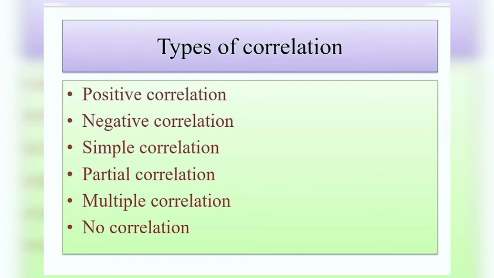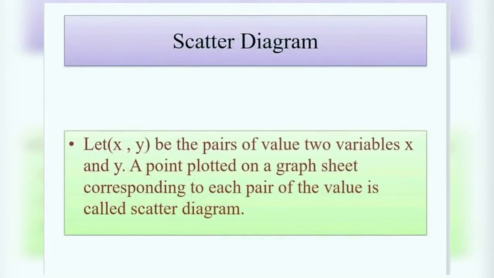The next one is no correlation. In no correlation, there is no relationship between the variables, that is called no correlation. The next one is the scatter diagram. In the scatter diagram, the pairs of the two variable values are plotted on a graph sheet. The points of coordinates of two variables plotted on a graph sheet is called a scatter diagram.